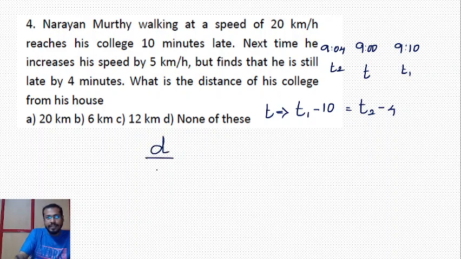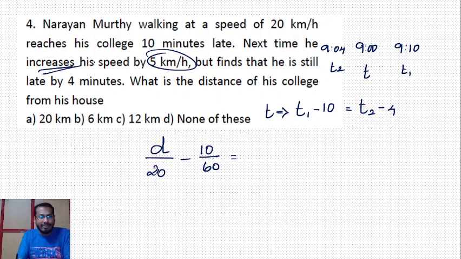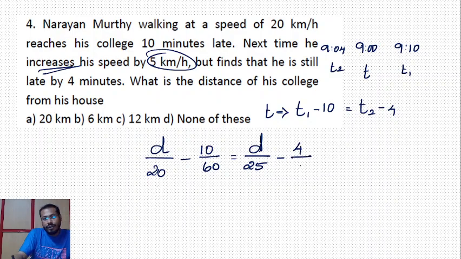distance divided by speed, 20 km per hour, minus 10 divided by 60, is equal to the speed that was increased. That is not exactly 5 km per hour, it was increased by 5. Okay, so I need to write D by 20 plus 5, 25, minus 4 divided by 60.